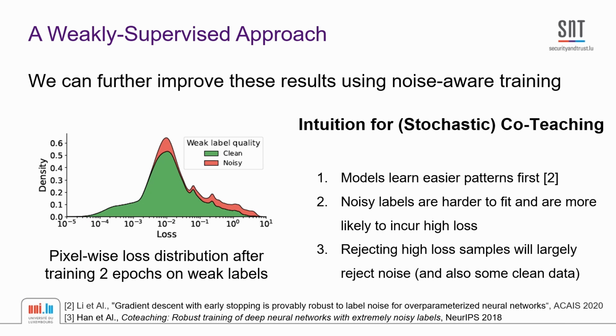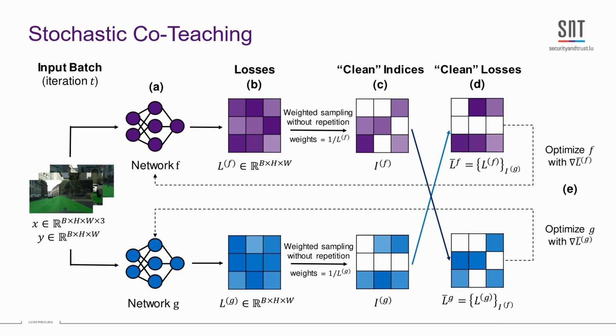Our approach builds upon a technique called co-teaching, which was originally introduced for classification problems. The method relies on the intuition that models start by learning easier patterns in the data they see. Noisy labels are therefore usually harder to fit and will incur larger losses during early epochs. To filter out some of the noise, co-teaching therefore rejects some of the samples that have the highest losses.